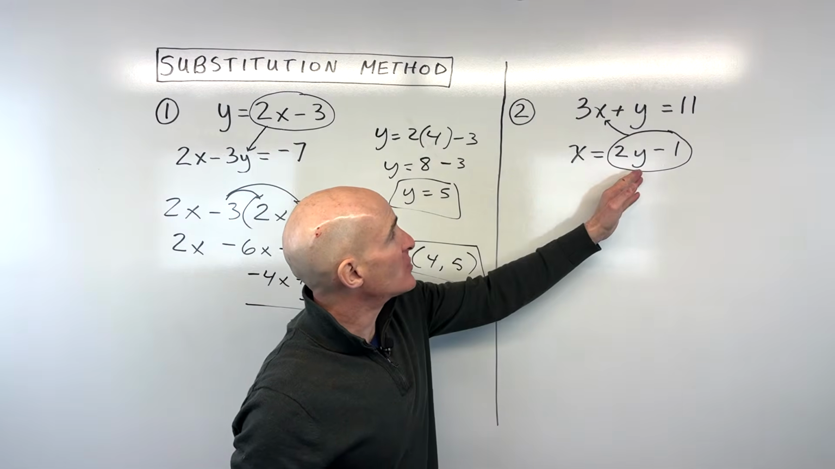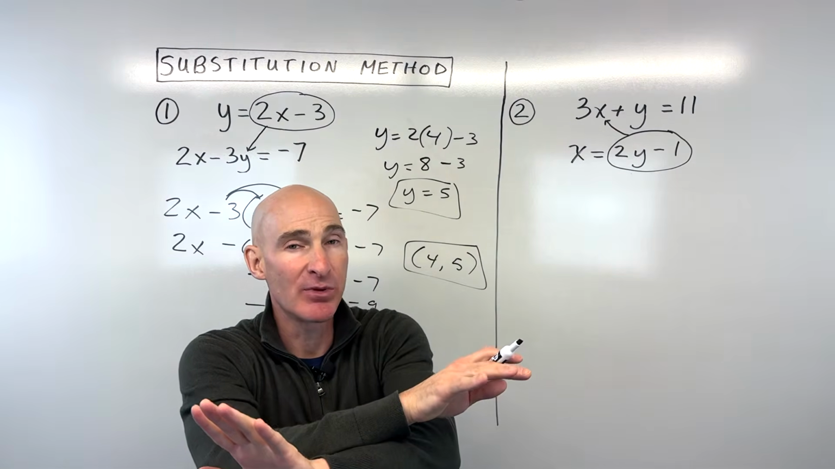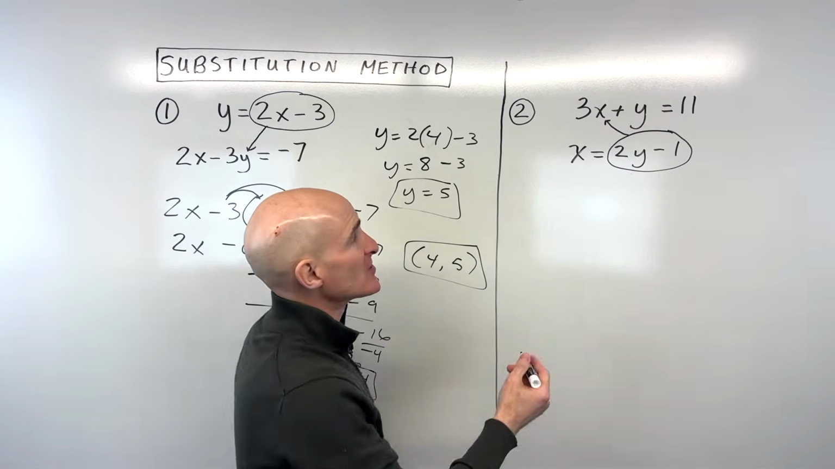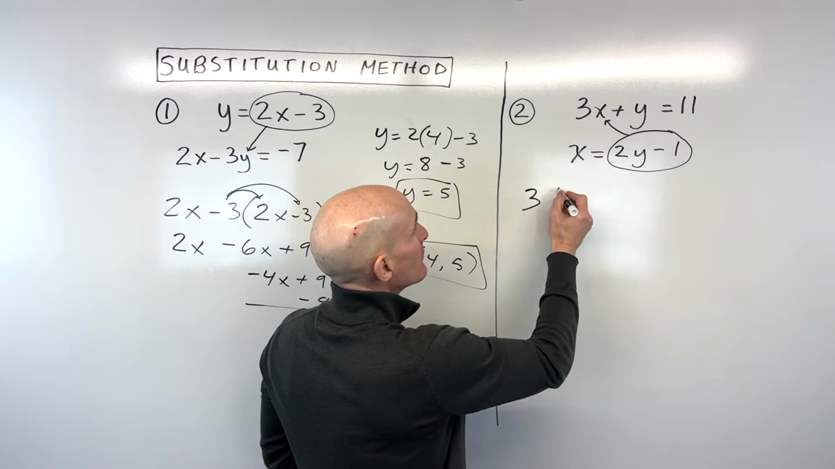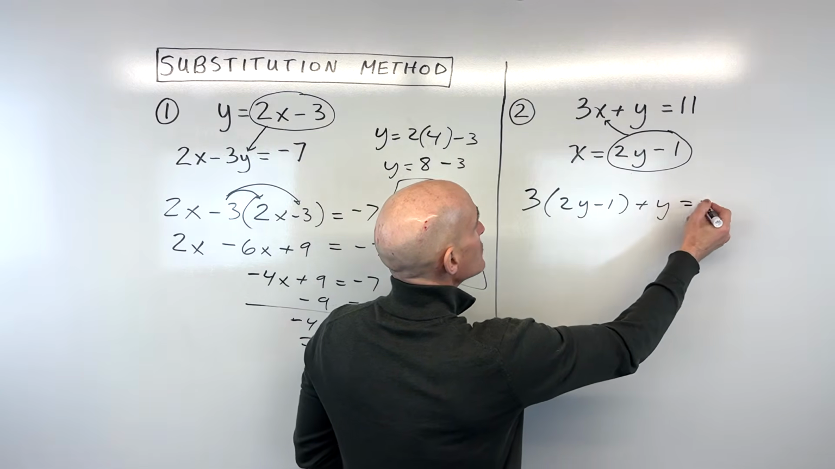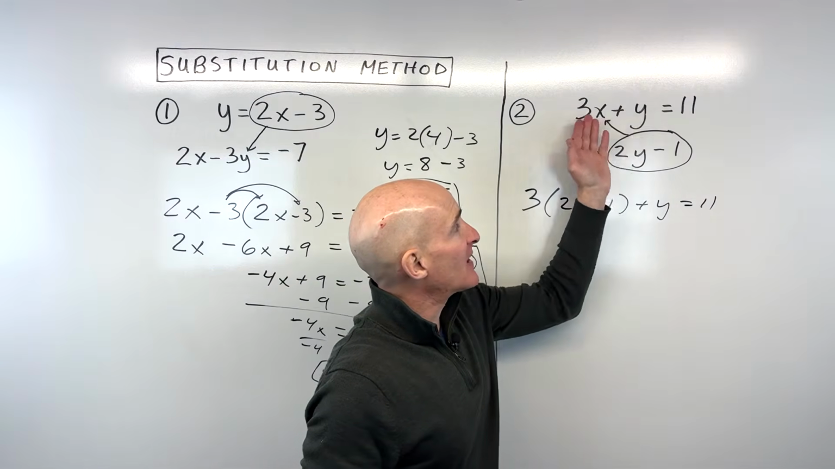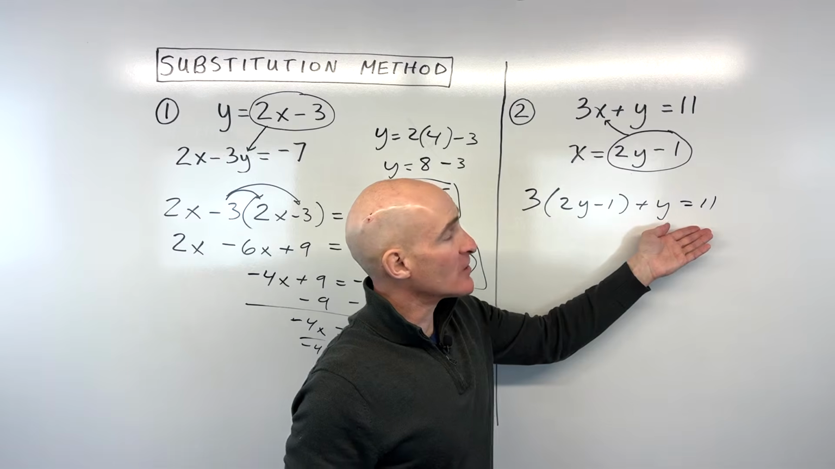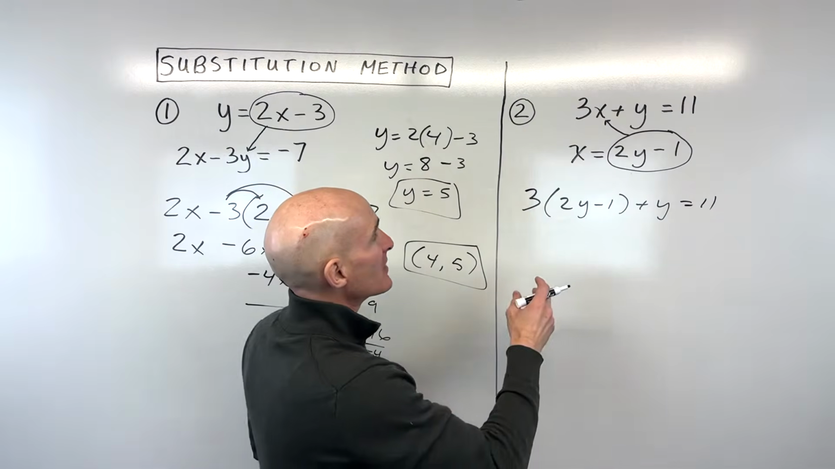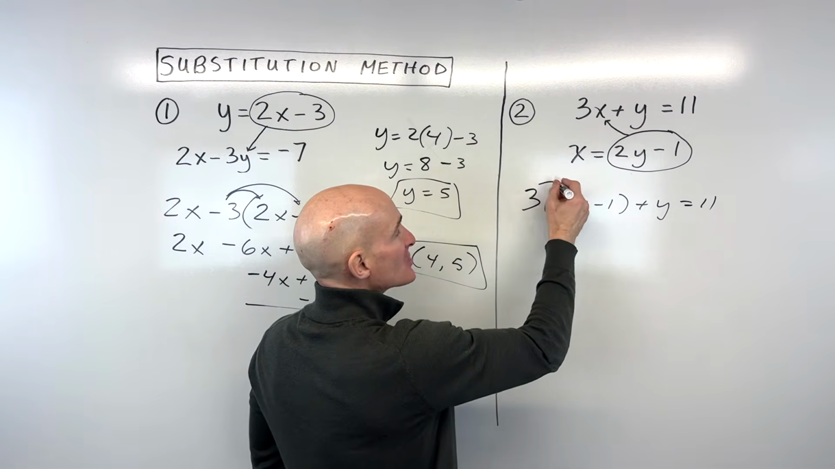The idea is you're trying to say x is equal to this quantity. Instead of x, let's put that in its place, and that'll allow us to have one equation with just one variable, and then we can solve it. So let's go ahead and do this one. We have 3 times 2y minus 1 plus y equals 11. The other mistake students sometimes make is they forget to carry some of the other quantities forward in the equation. They're so focused on the substitution, but you want to make sure that everything else is the same. We're just replacing x with what x is equal to here. Okay, now it's just like a regular equation.